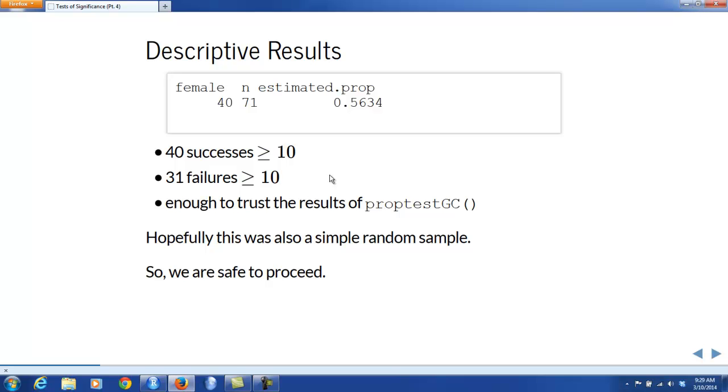We have more than 10 successes and failures, and so we've met the cutoff for the safety check in prop.test. The safety check for a test of significance is always the same as the safety check for a confidence interval to be reliable. The other part of the safety check is, was your sample like a simple random sample from the population of interest? We're supposing that's the case for the Math 111 survey data, so it looks like we're safe to proceed.